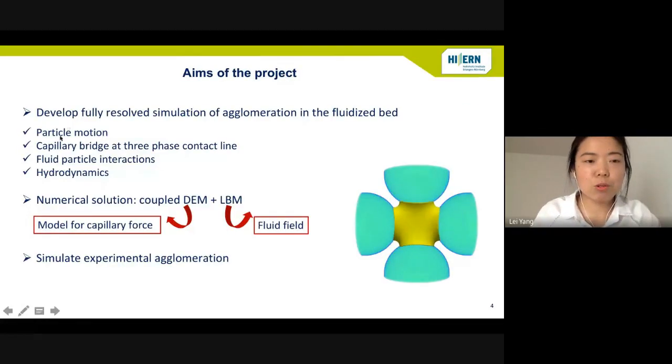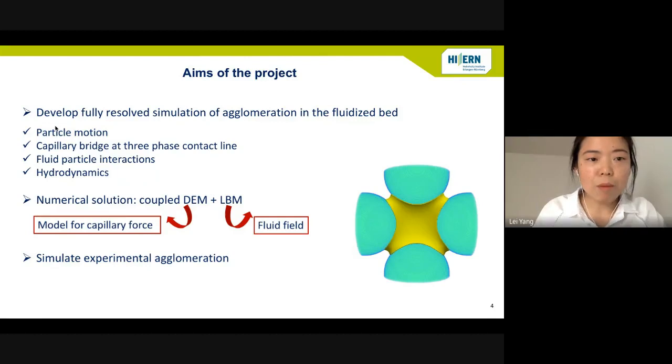The aim of this project is to develop a fully resolved simulation of agglomeration in the fluidized bed. We want to resolve the particle motion by Newton's law, and we also have to consider the capillary interaction at the three-phase contact line. Of course, the particle-fluid interaction is very important, and if we have high Reynolds number, the hydrodynamics is also very interesting. We used a numerical solution coupling the discrete element method with the Lattice Boltzmann method. The Lattice Boltzmann method is used to solve the fluid field, while the discrete element method, which is incorporated with capillary force, is used to resolve the particle motion. And finally, we would like to simulate experimental agglomeration.